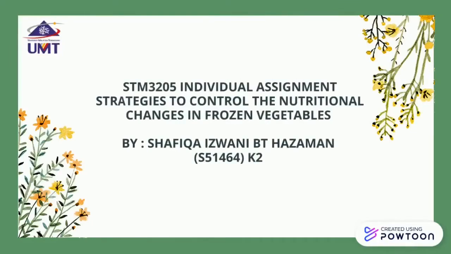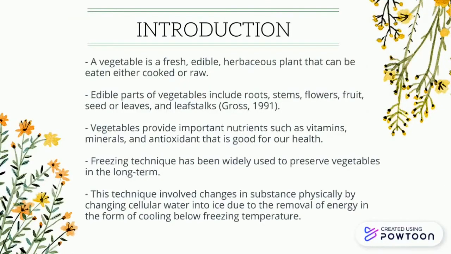So today I'm going to discuss the strategies to control the nutritional changes in frozen vegetables. A vegetable is a fresh edible herbaceous plant that can be eaten, either cooked or raw. Edible parts of vegetables include roots, stems, flowers, fruit, seed or leaves and leaf stalks. As we know, vegetables provide important nutrients such as vitamins, minerals, and antioxidants that are good for our health.